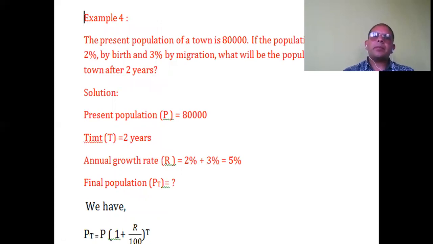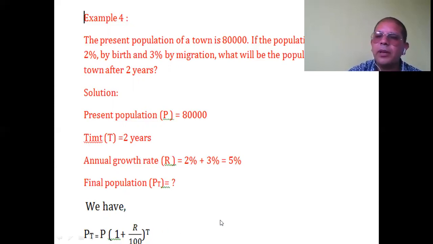Example number 4: the present population of a town is 80,000. If the population increases 2% by birth and 3% by migration, what will be the population of the town after 2 years? Now, in this question there are two rates given, but both are the same kind: one is birth and another is migration in. So for this one, you should add both, rate 1 and rate 2, and you will get 5. Then the rate is 5%.